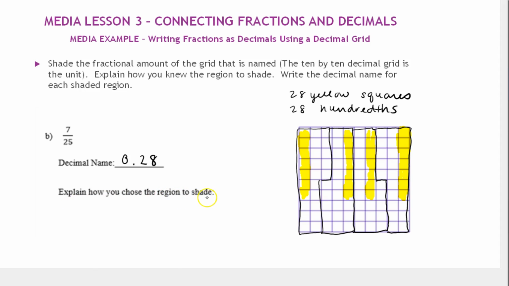Explain how you chose the region to shade. So I'm going to say grouped into 25s and shaded 7 in each group.